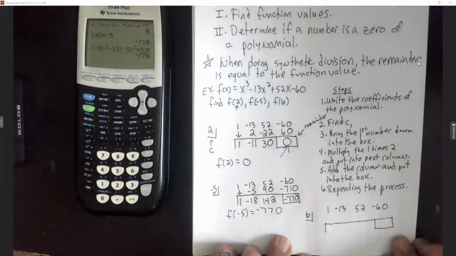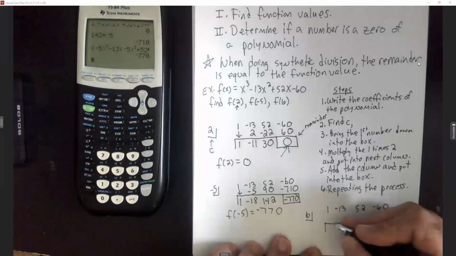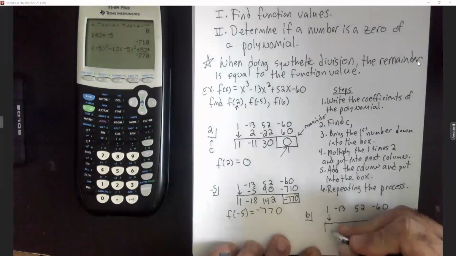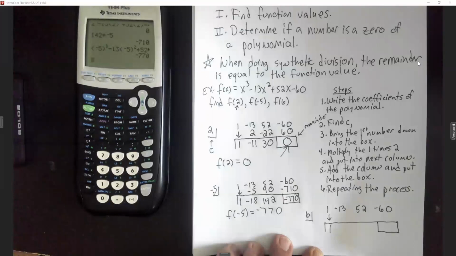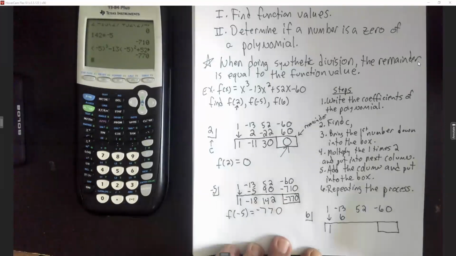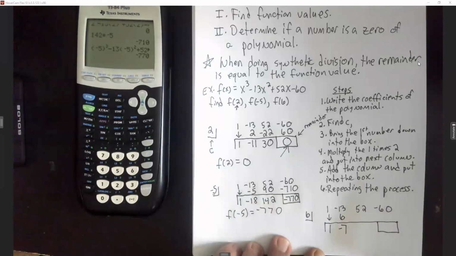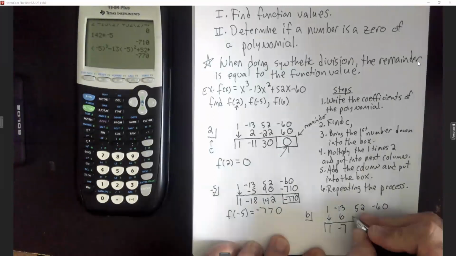Oh, y'all, so not bad. We're going to do the same thing. Repeat the process. Bring that 1 straight down. All right, and 1 times 6 is 6. That goes in the next column. Add negative 13 and 6, get a negative 7. Multiply negative 7 times 6, get a negative 42.